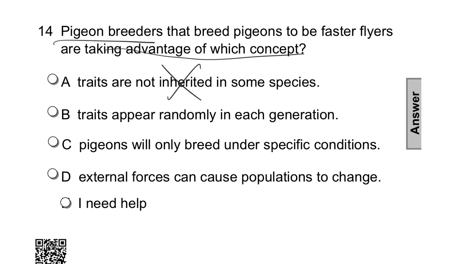That's true, but they're not taking advantage of that. Pigeons will only breed under specific... That's terrible. External forces can cause populations to change. Yeah, external forces like artificial selection. You create a force by picking out the birds that are fastest and let the other ones not be breeders for you, because you want the pigeon babies to inherit those traits for fast flying.